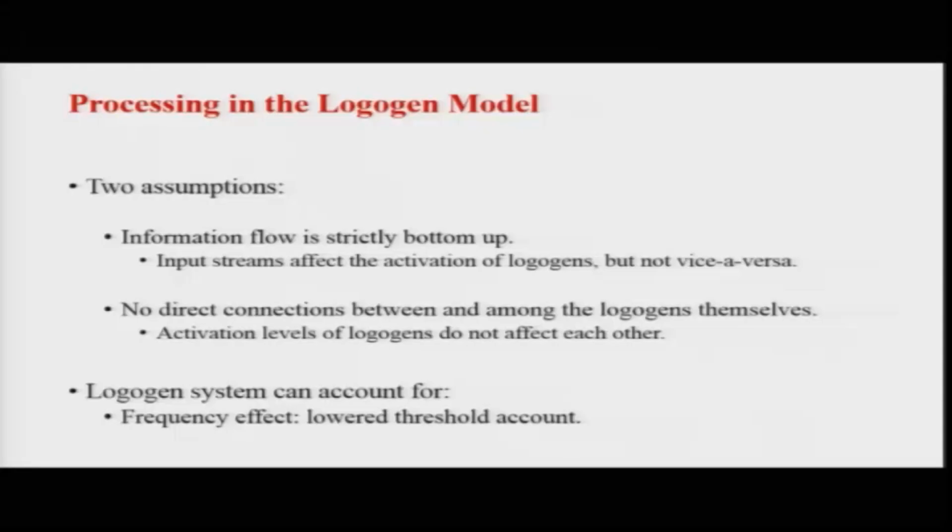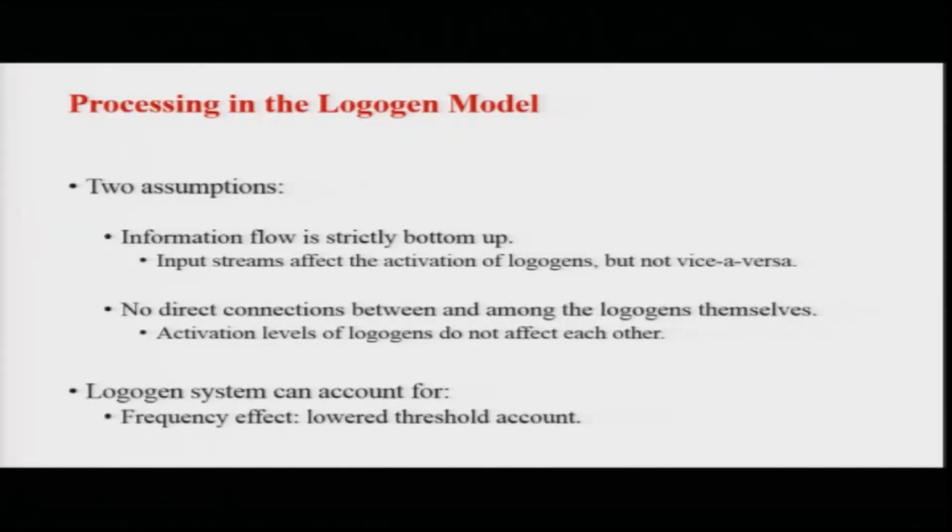Okay. So, how does processing happen in the logogen model? There are two assumptions. Information flow is strictly bottom up. So, as soon as the input is developing, that is what is feeding to other portions. So, this input is very incremental and bottom up in nature. Second, there are no direct connections between and among the logogens themselves. So, each logogen is an independent unit in itself. So, it is not like the semantic networks theory that we talked about.